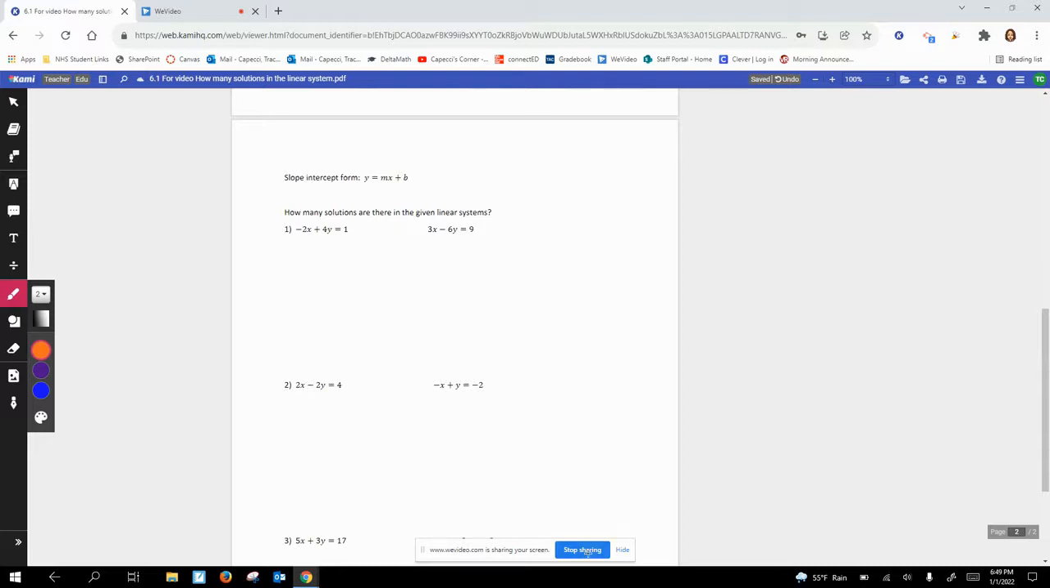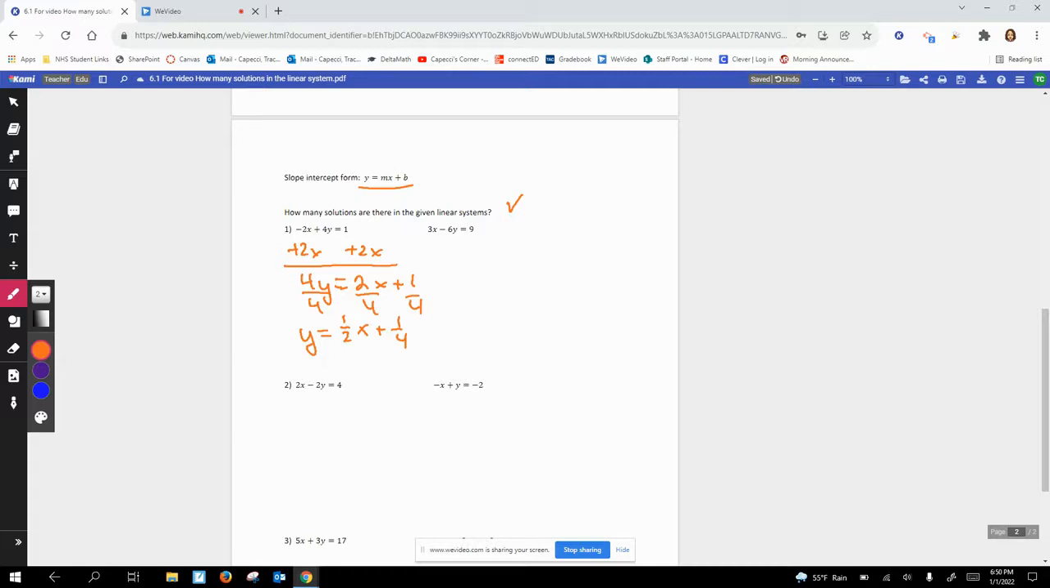So we know that slope-intercept form is y equals mx plus b. And the question says, how many solutions are there in the given linear system? So we're going to put all these equations in slope-intercept form. So in number one, I'm going to add 2x to the other side, right? Because I want to get y by itself. I'm going to divide both sides by 4. And I end up with y is equal to 2 over 4, which simplifies to 1/2 x plus 1 over 4.